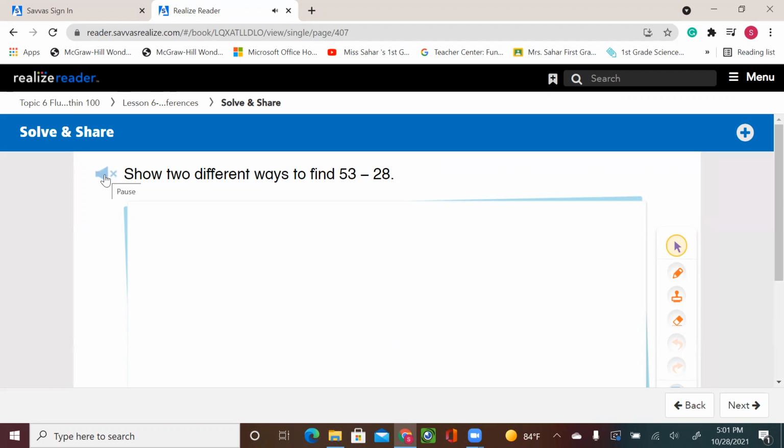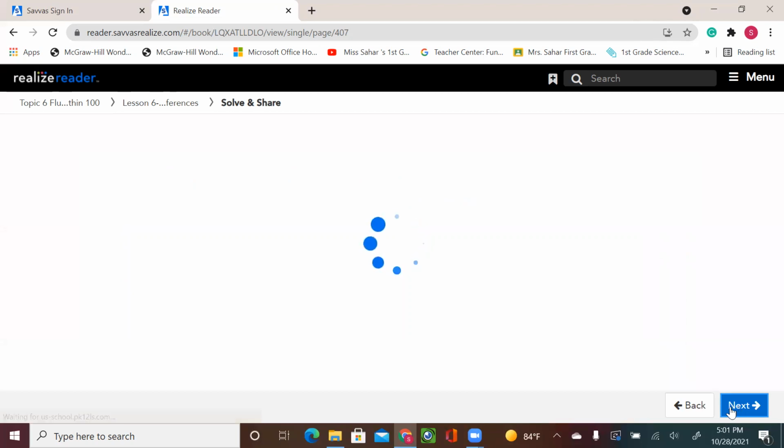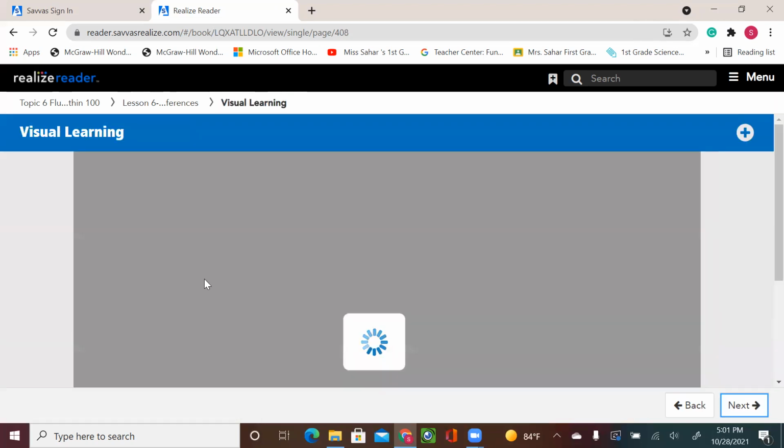Show 2 different ways to find 53 minus 28. All right, so we can use the way that we just learned in the previous lessons, which is partial differences. We can use number lines, open number lines. We can also use breaking apart, remember? So we have a lot of different ways to use. Let's watch our video and then come back to this page.